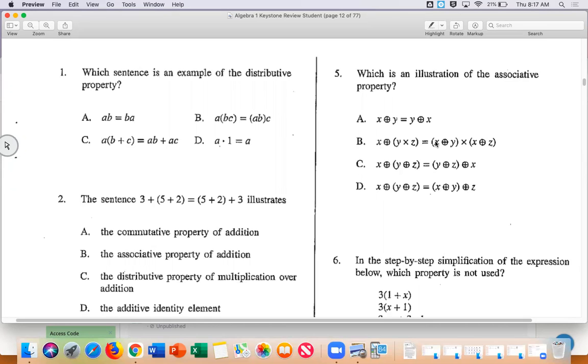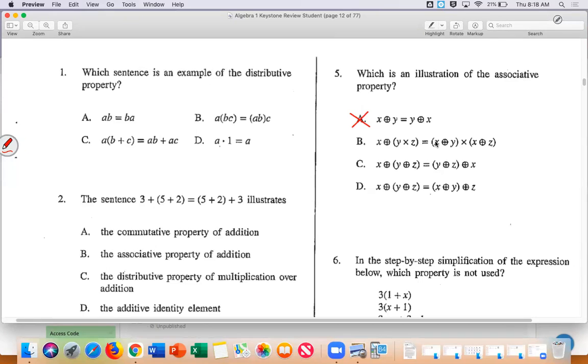And don't let these symbols scare you because you don't know what it means. It doesn't matter. So when I look at number 5, notice I'm looking for parentheses, right? Because that's grouping. Do you see how A does not have grouping symbols? So I'm going to cross it off. Are you okay with that?